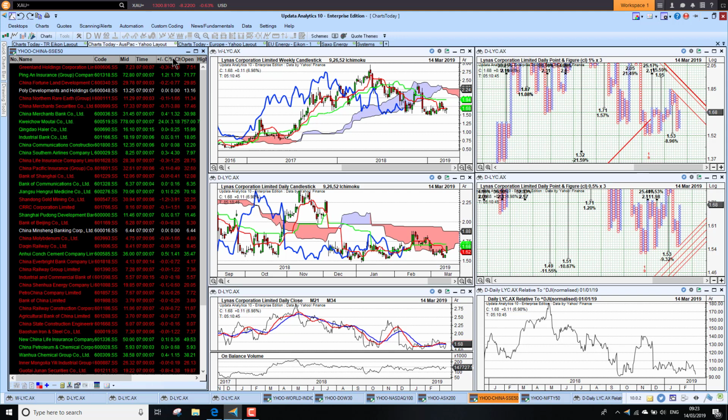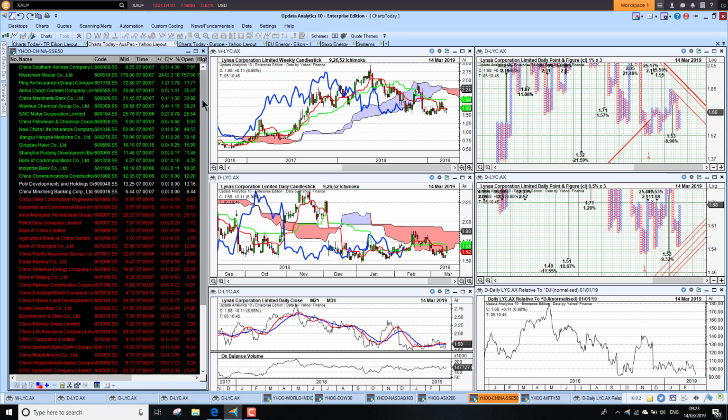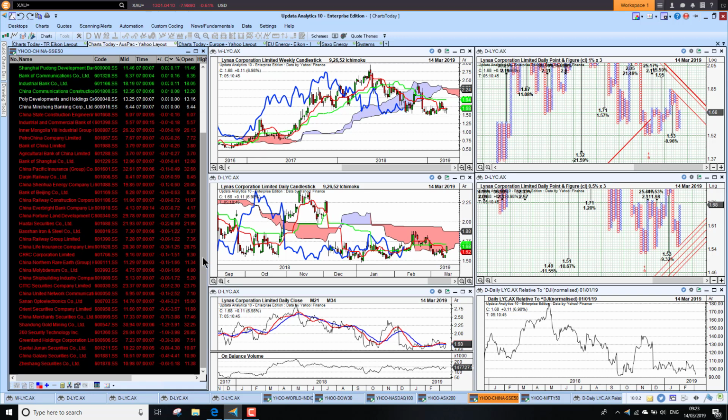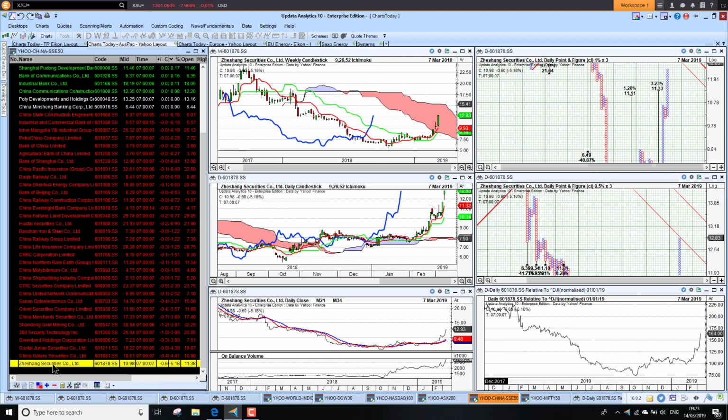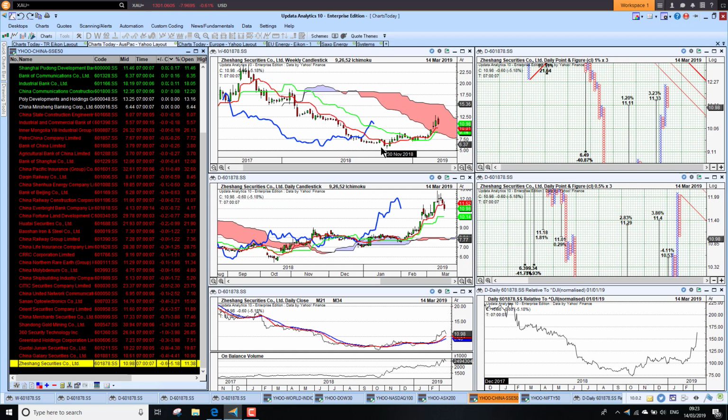Looking at China, we saw that China was down 1.2%, so quite a lot of stocks here that are big fallers. A lot of these financial stocks benefited from rises in February, just coming back now. This one, Shenzhen Securities, down 5%.